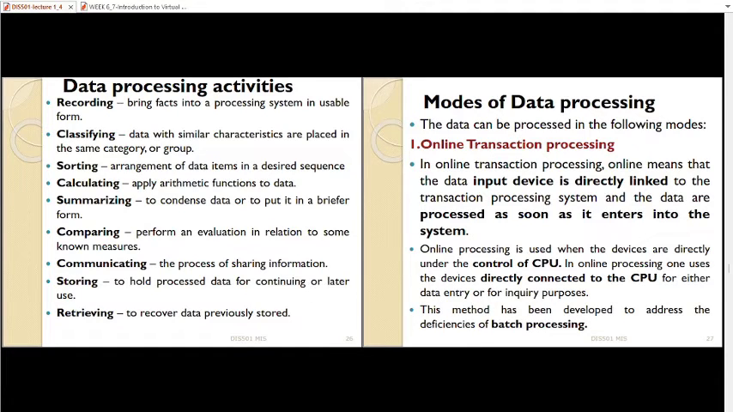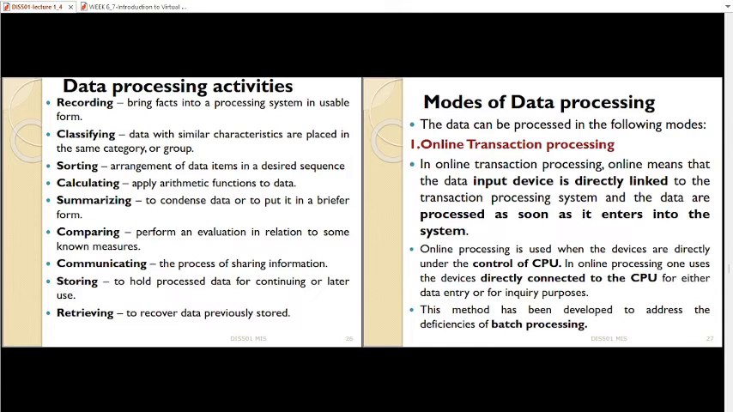Based on these kinds of data processing activities, it is not that we apply all of them at once. It might be applying just calculation, it might be just sorting, it might be just classifying, or just comparing. So you don't necessarily need to apply all those activities at once. We have different modes of data processing.